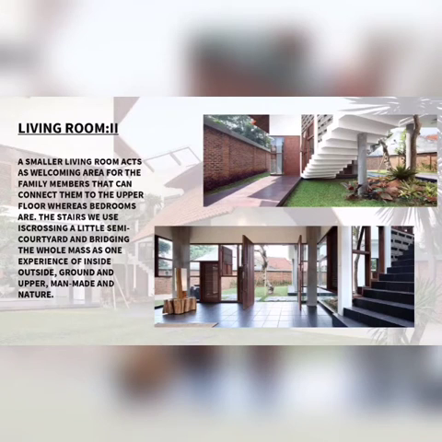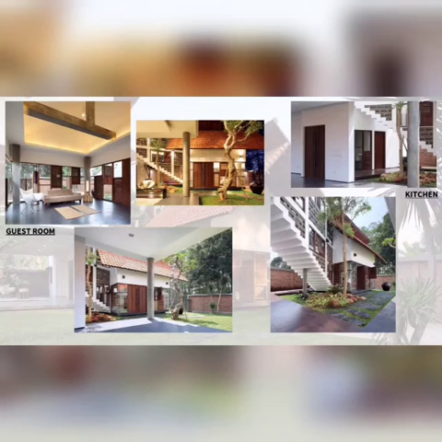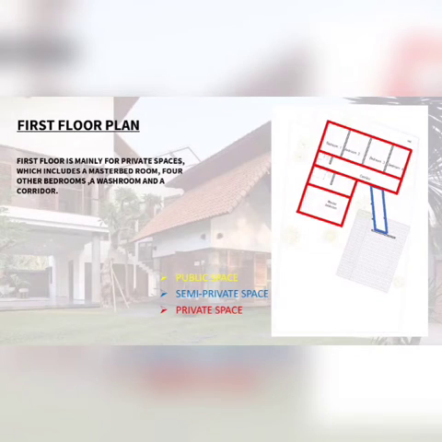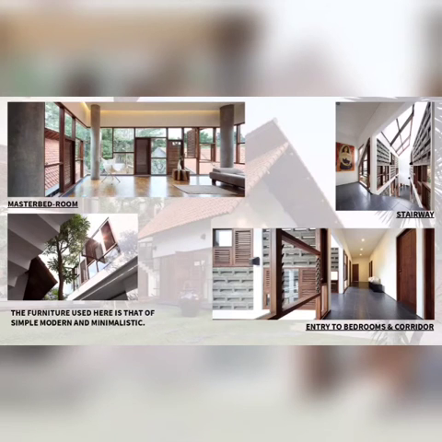There is a second living room which acts as a welcoming area for the family members and connects to the upper floors where the bedrooms are. The stairs cross a little semi-courtyard and bridge the wall mass, giving an experience of inside and out, ground and upper, man-made and natural. This is the guest bedroom, which is a bit separated from the rest of the structure. The first floor plan comprises private spaces which include a master bedroom, four other bedrooms, a washroom and a common corridor.